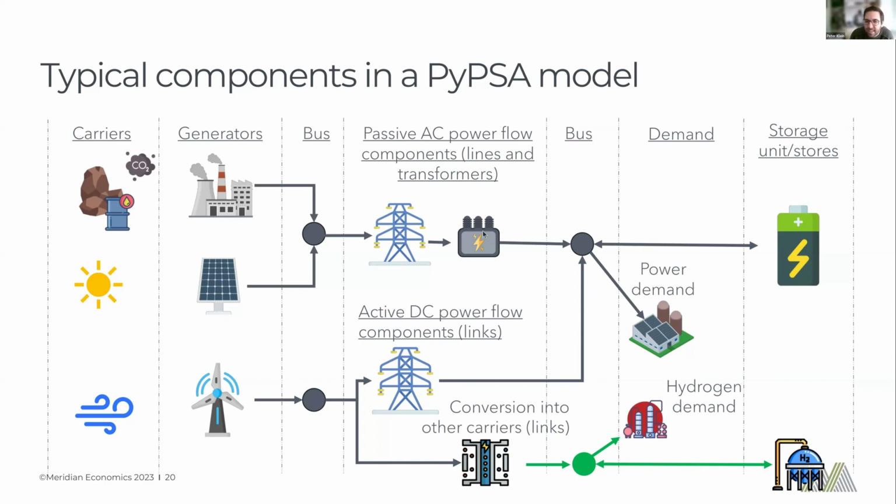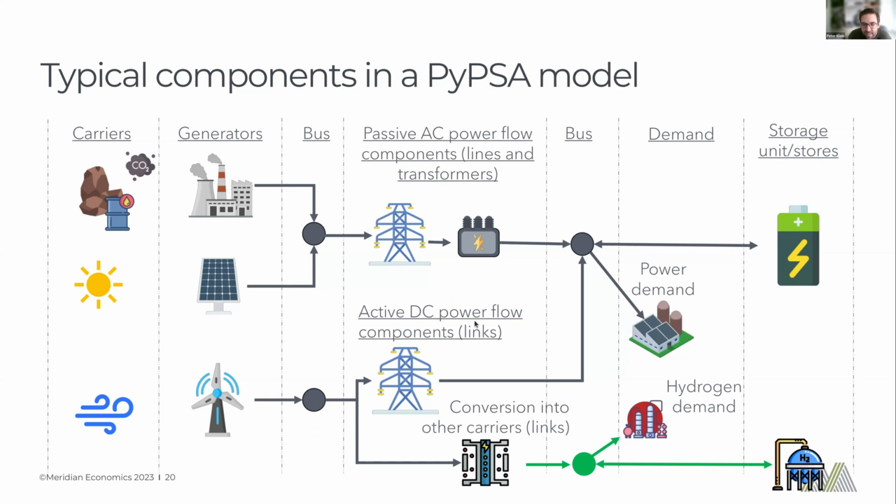Then there are different passive power flow components: lines and transformers. A line connects one bus to another bus at the same voltage level. If you have buses at different voltage levels, then you need a transformer component that sits in between them. These are passive power flow components, so the power is going to flow based on impedance. But you also get more active power flow components where you can enforce a specific flow, and these are almost more like HVDC components.